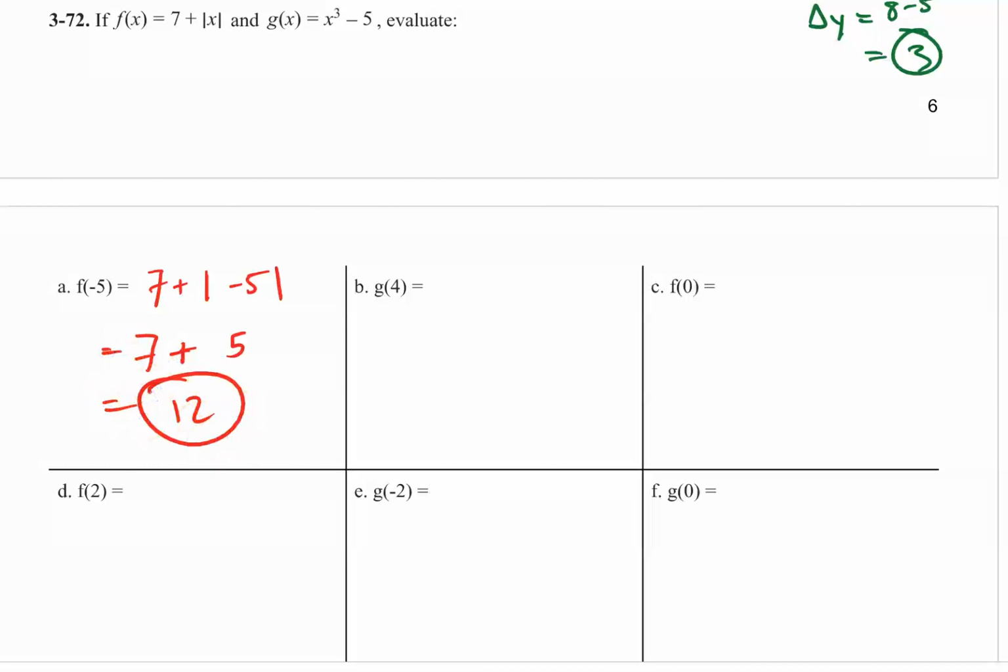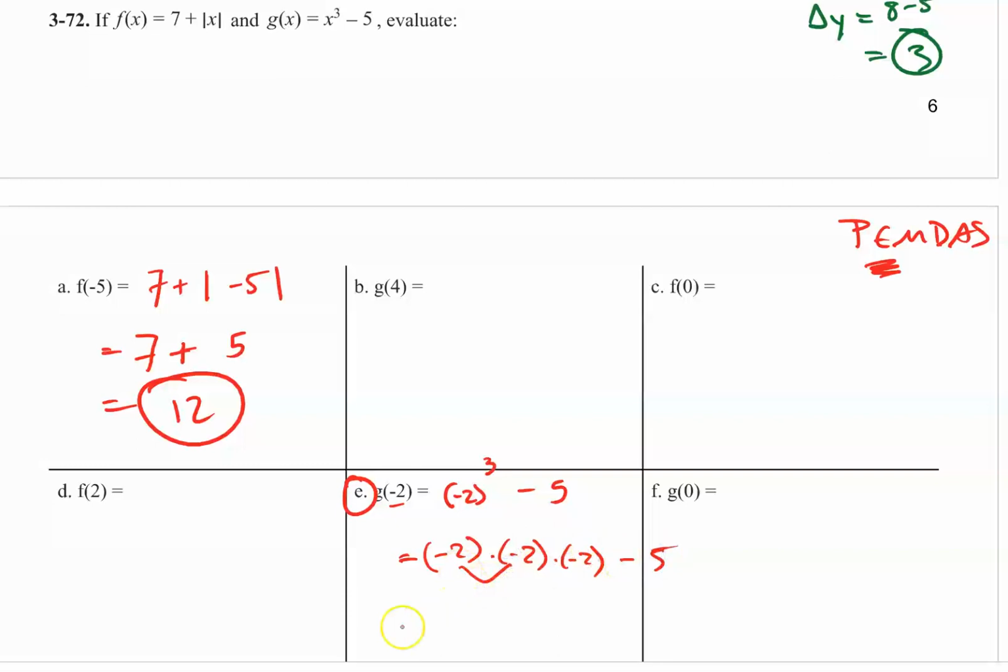Let's try, this is actually a tricky one, E. So we have, for g, x cubed minus 5. We need to cube the input and then subtract 5. So it's going to be -2 cubed, take away 5, and don't forget about PEMDAS. We want to do the exponent first. So -2 cubed is -2 times -2 times -2, and then at the end we'll subtract 5.